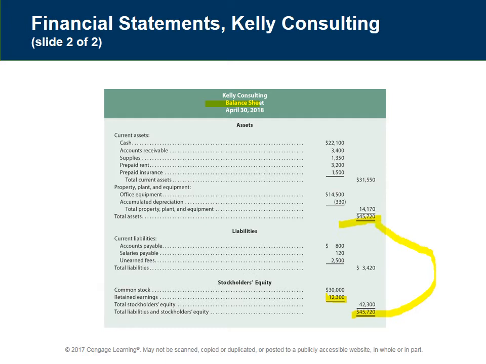Notice, this is maybe a new presentation for you, the office equipment and the accumulated depreciation, these two are what we call netted. So net plant, property, and equipment is $14,170. That means after deducting accumulated depreciation. Notice this is a classified balance sheet. We have a classification for current assets and PP&E, as well as current liabilities. And of course, as always, our balance sheets.